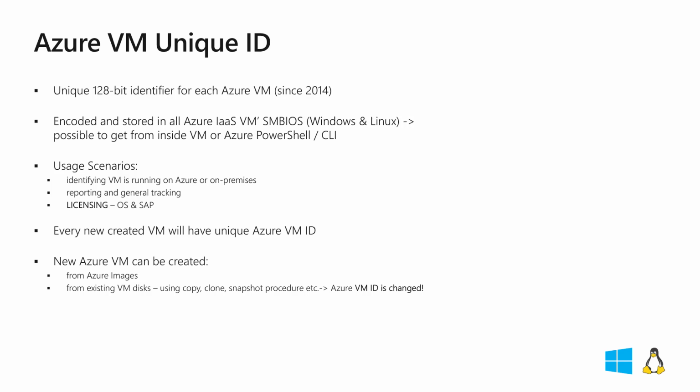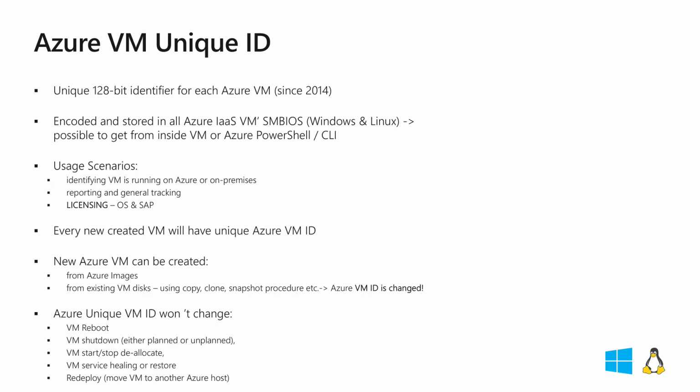Although the new VM could have exactly the same operating system parameters, and the host name could be the same, everything could be the same, the Azure VM ID would be different. Just the fact that you create a new VM, even from an existing VM, will cause the newly created VM to have a new VM ID, which is different from the previous VM ID.